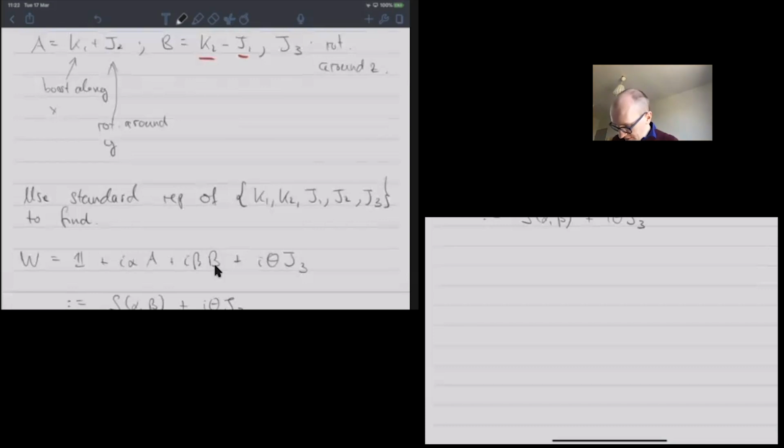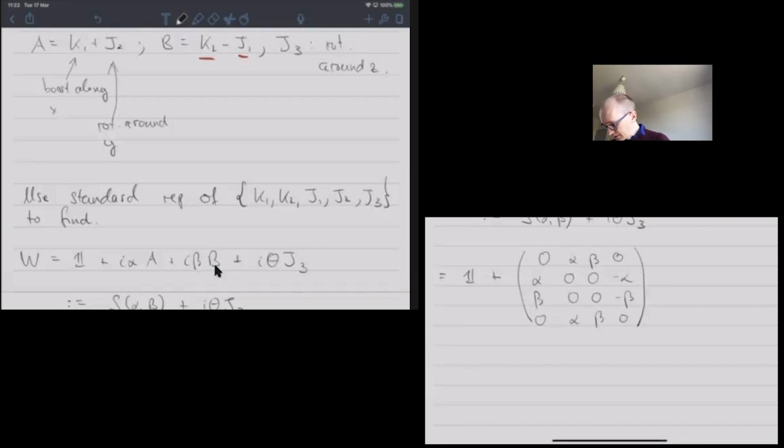So then, writing this out, we get 1 plus a matrix with rows (0, alpha, beta, 0), (alpha, 0, 0, minus alpha), (0, alpha, beta, 0), plus, and then you get a very sparse thing, with rows (0, 0, 0, 0), (0, 0, theta, 0), (0, minus theta, 0, 0), (0, 0, 0, 0). I'll say in a second where this comes from.